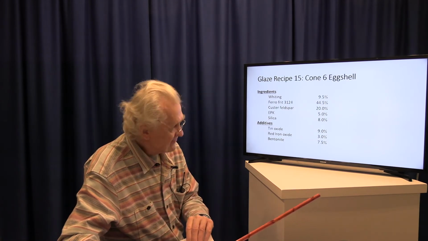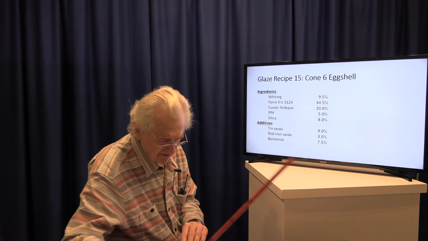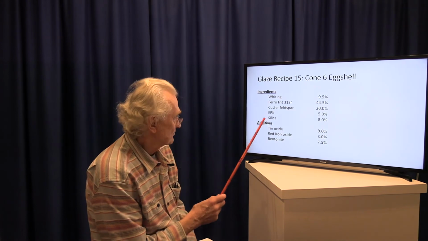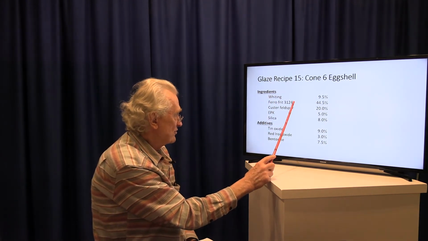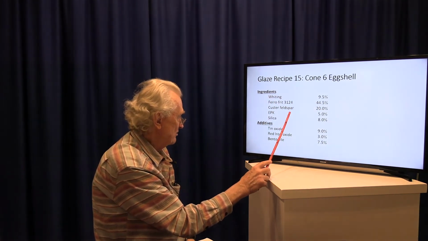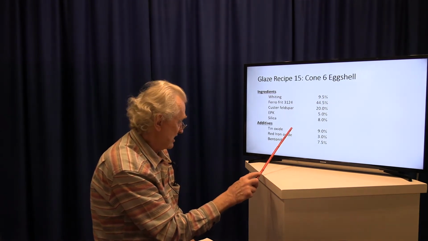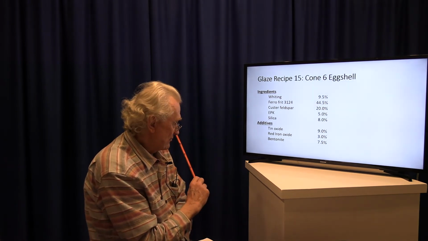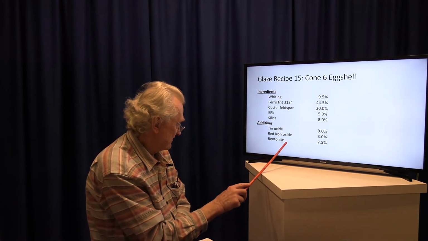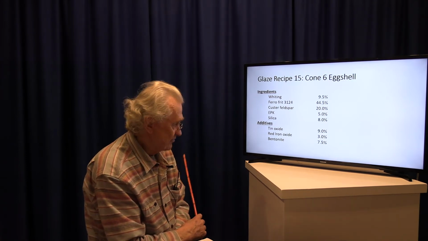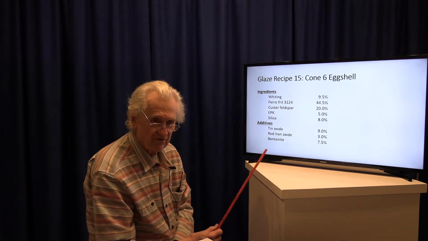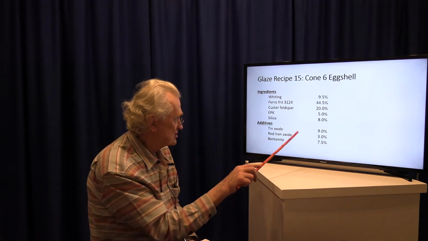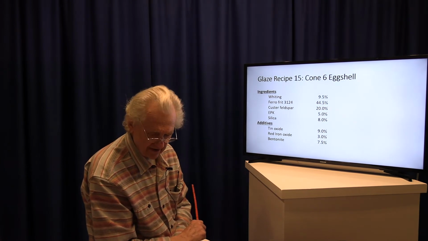Okay, let's look. Now here's another category. This is a fairly common recipe, cone 6 eggshell glaze. Whiting, Ferro Frit 3124, a lot of frit, custer feldspar, EPK, silica, and then the additives, tin oxide, red iron oxide, and bentonite. Well, first of all, when I just look at this glaze quickly, I say, that's a fair amount of bentonite, 7.5%. That's a lot. And as we just talked about before, the bentonite causes a lot of shrinkage when it dries, so there's a good chance that this glaze is going to crawl with that much bentonite in it.